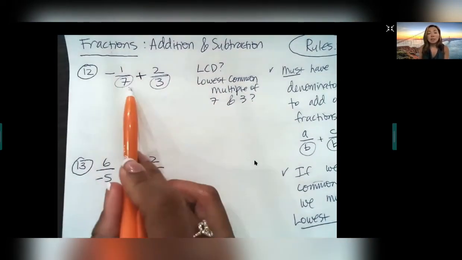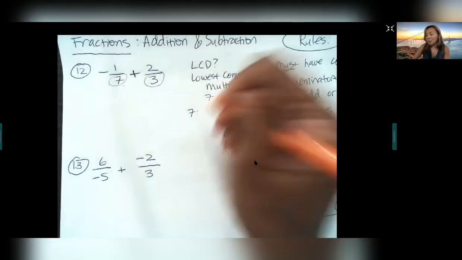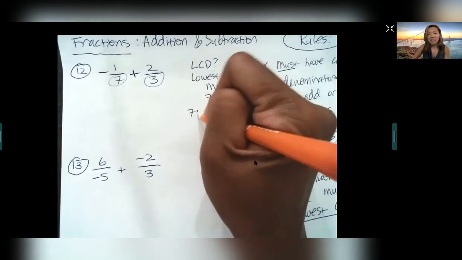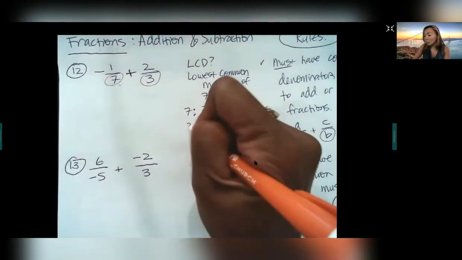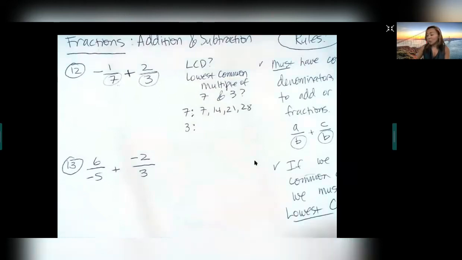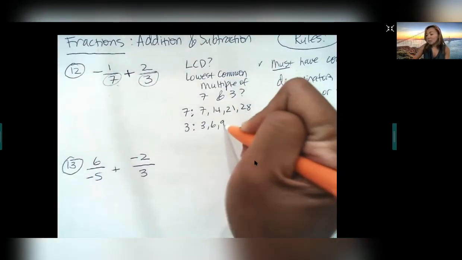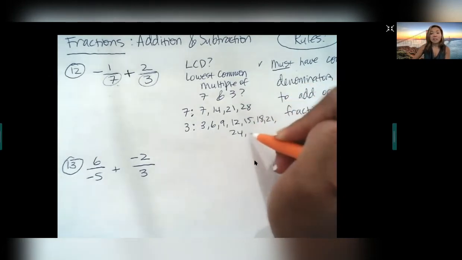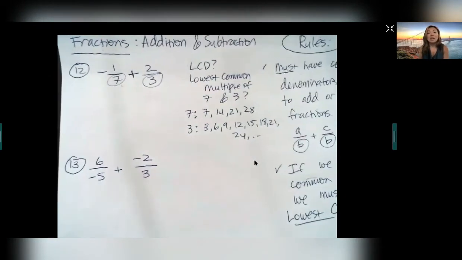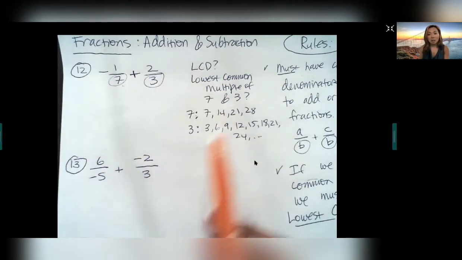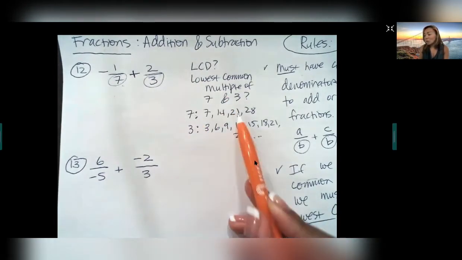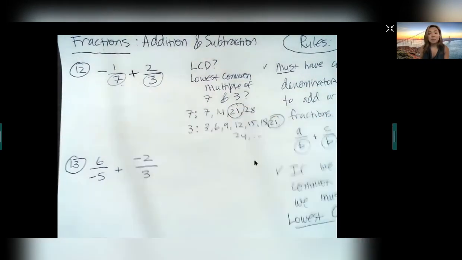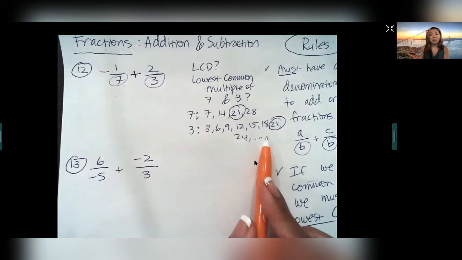So when I think of the number 7, I think of the multiples of 7: 7, 14, 21, 28, and on and on. When I think of the number 3, I think of the multiples of 3: 3, 6, 9, 12, 15, 18, 21, 24, etc. Right? So it goes on and on. So I want to find the lowest common number. Between 7 and 3, the lowest number that they have in common is the number 21. So 21 is the lowest common denominator.